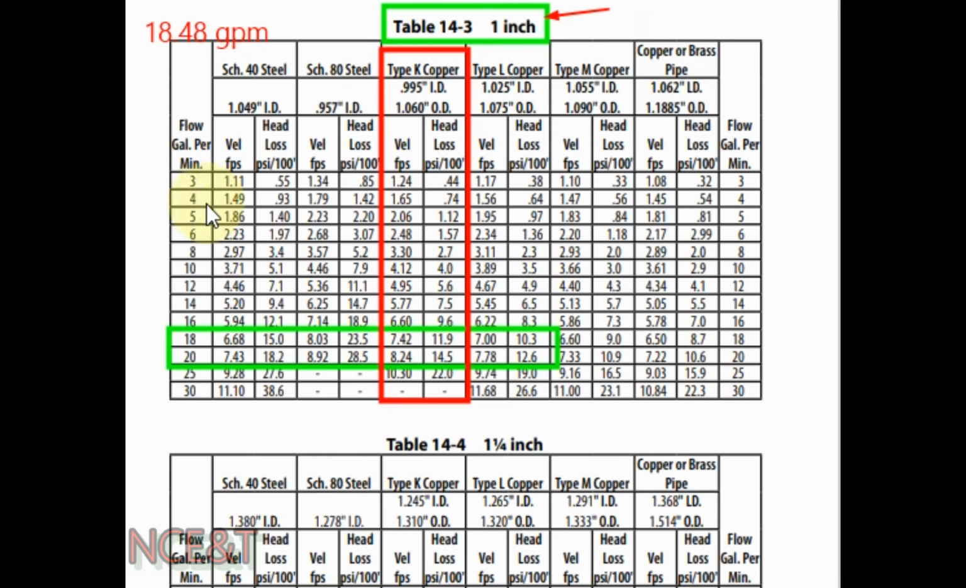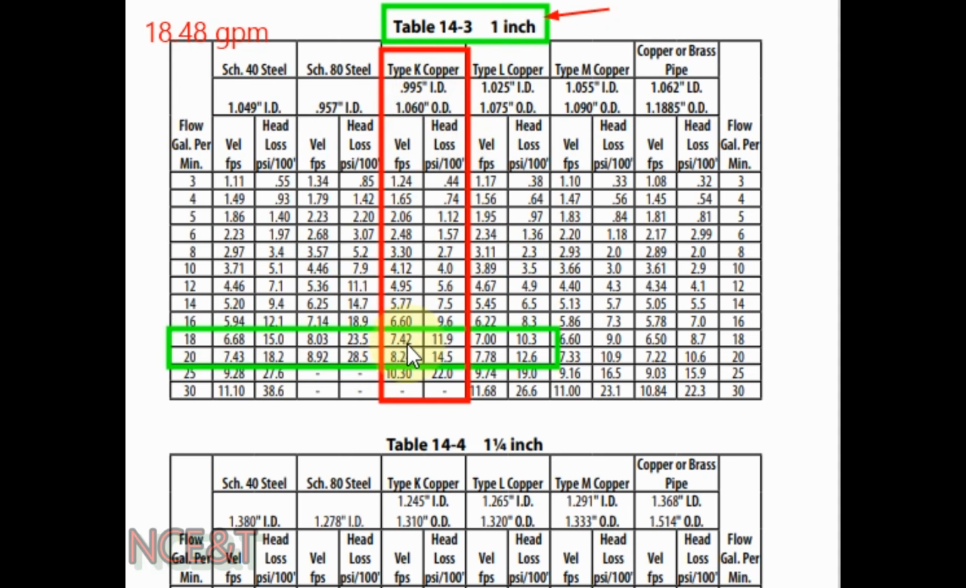Our first GPM is 18.48. So let us first try to select 1 inch pipe size. We will use the hydraulic table for 1 inch pipe. Here you can see we have a value for 18 GPM and for 20 GPM. For 18 GPM, let us select the copper pipe type K.